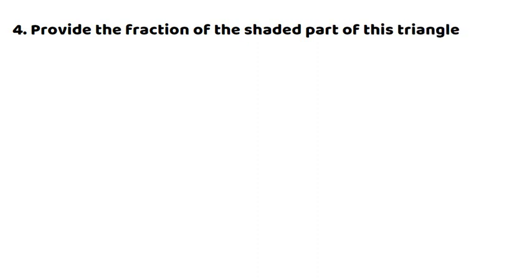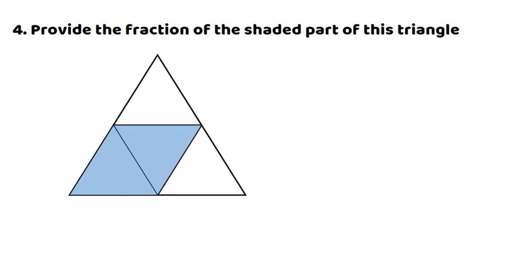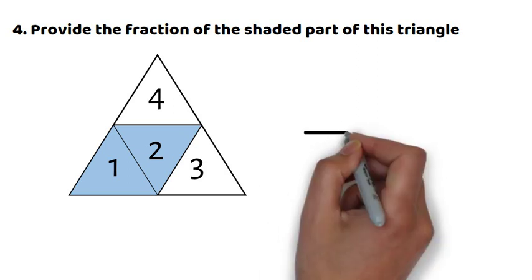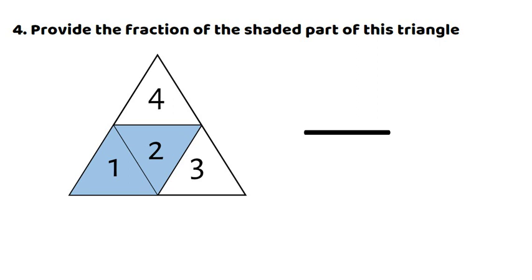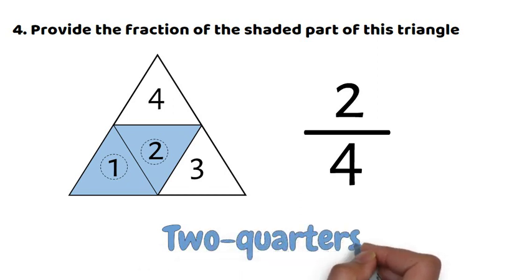Finally, in number 4, we see a triangle has been given. This triangle has been divided into 4 equal parts. We therefore know that the denominator of the fraction would be 4. The number of parts that have been shaded are 2. So the numerator would also be 2. The fraction of the triangle that has been shaded is therefore 2/4.